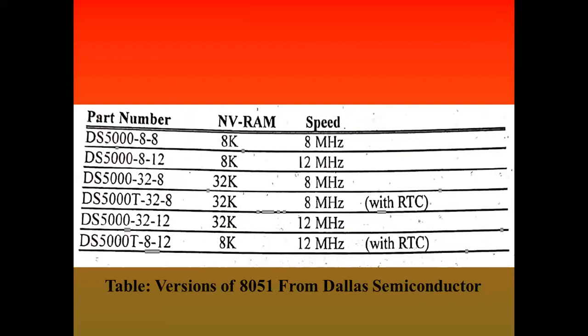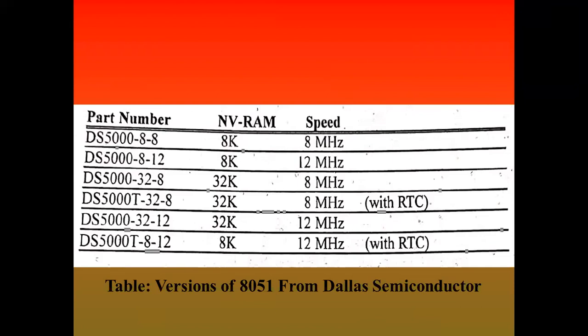This is the versions of 8051 from DLR Semiconductor. Again, this is in the form of the NVRAM size and speed is also mentioned. Again, T stands for RTC, that is real time clock. So the part number is DS5088. 88 means the first digit 8 shows the NVRAM 8K, and second is speed, that is 8 megahertz.